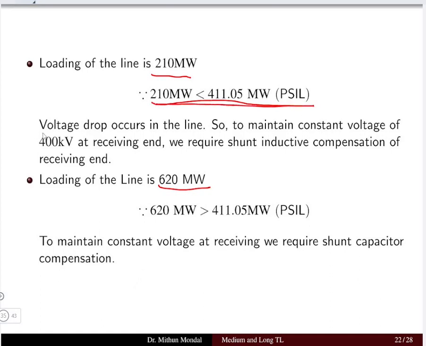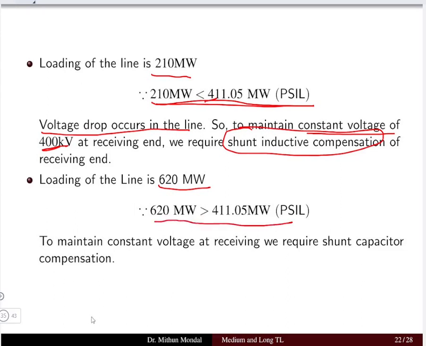It means there will be a voltage drop occurring in the line, and in order to maintain a constant voltage of 400 kV at the receiving end, we require shunt inductive compensation because it is less. There is a voltage drop. However, in the second case, when 620 megawatt is greater than the surge impedance loading of the line, to maintain a constant voltage at the receiving end, which is 400 kV, we require shunt capacitor compensation.